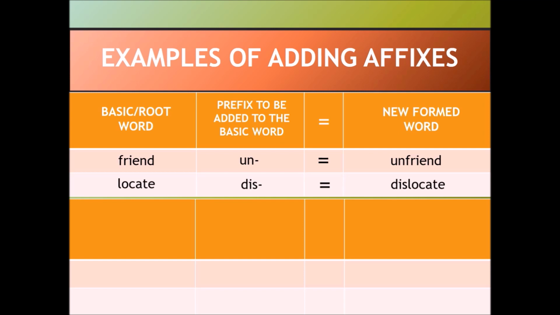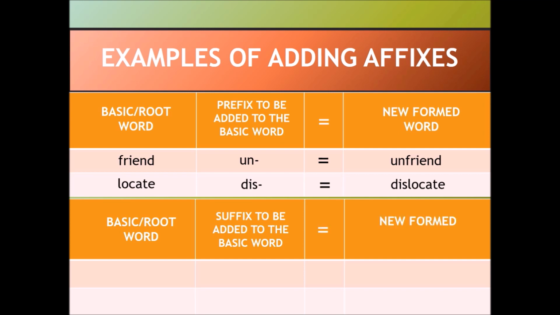Then with suffixes, let's start with the basic or root word. The suffix to be added to the basic word, and then the new formed word. First word, mother. When we add the suffix hood, this becomes motherhood. And the second word is loyal. When we add the suffix of ty or t, it becomes loyalty.